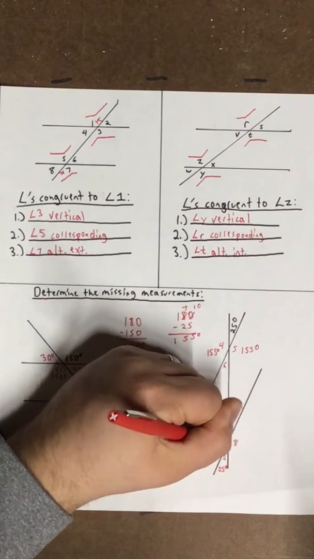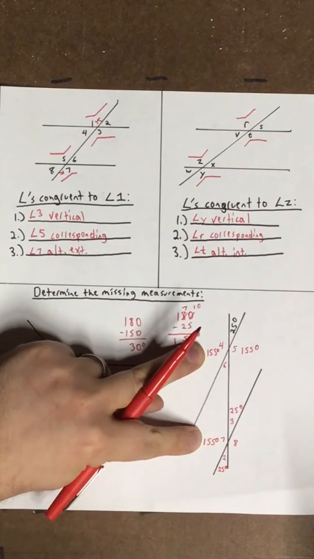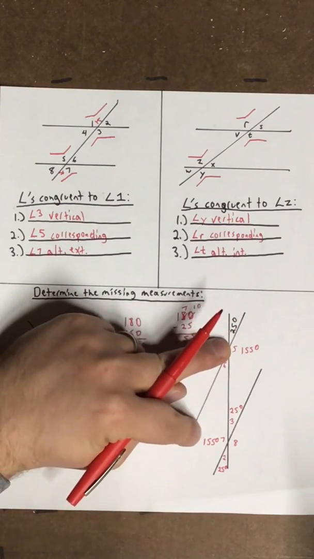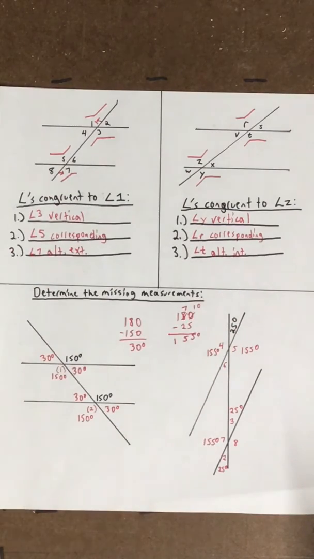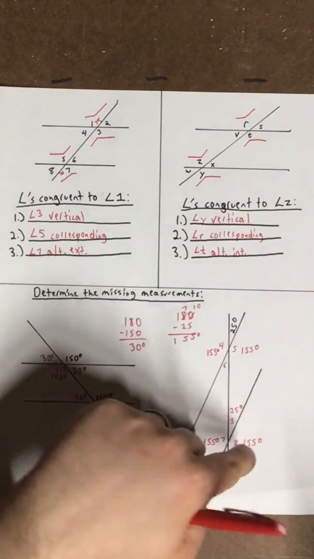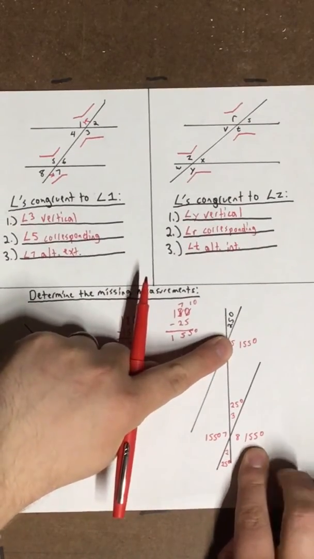7 is also going to be 155, not just because it's obtuse, but here, these two are corresponding. They're both in the same location on the left side. These are alternate interior. 7 and 5 would be alternate interior. Angle 8 would also be 155 because it's obtuse. Here they're vertical. Here we have alternate exterior. Here we have corresponding.